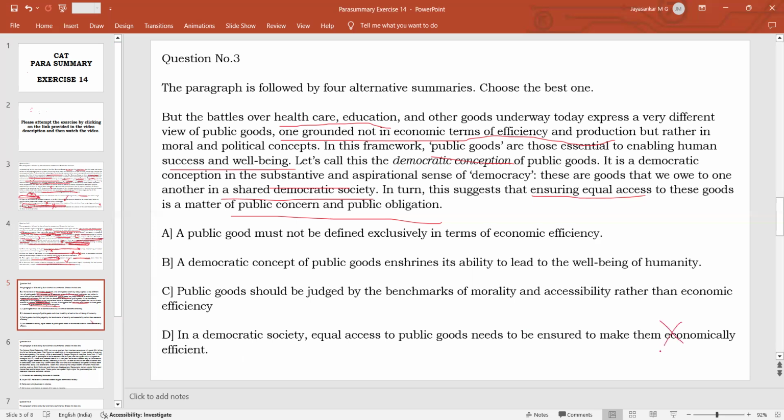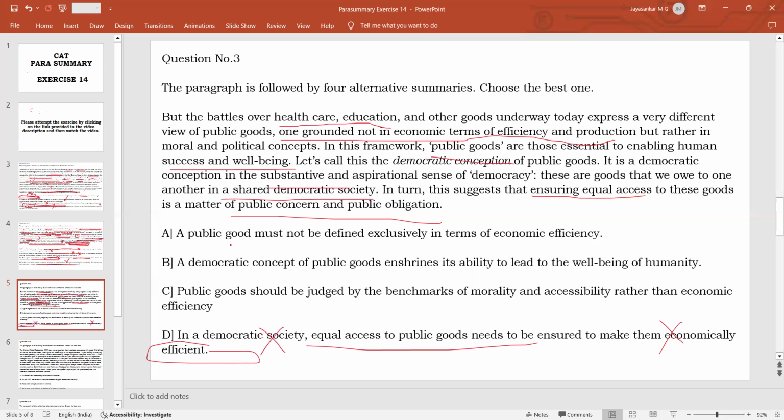So the passage is that in a democratic society, it is not the economic efficiency of the public goods that needs to be considered. It is the accessibility as well as the moral principles on which this should be run. So equal accessibility of public goods is to be ensured for the success and well-being of the people, not for making it economically efficient. So that is why this part is wrong, as a result of which this option itself is wrong.